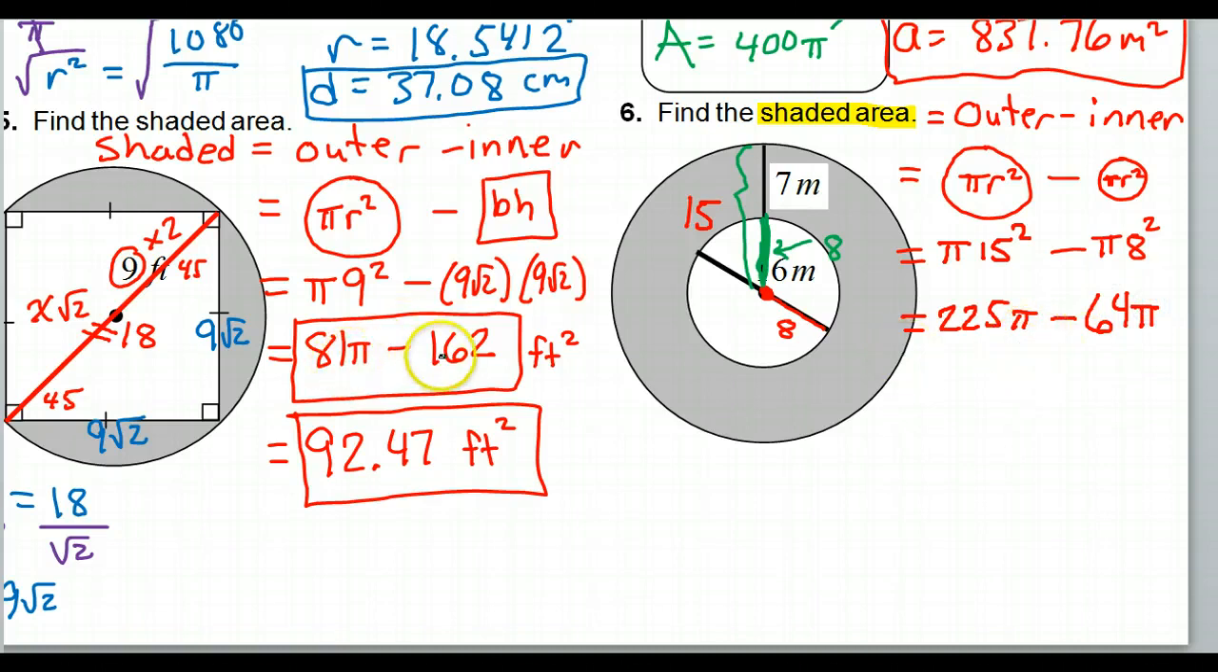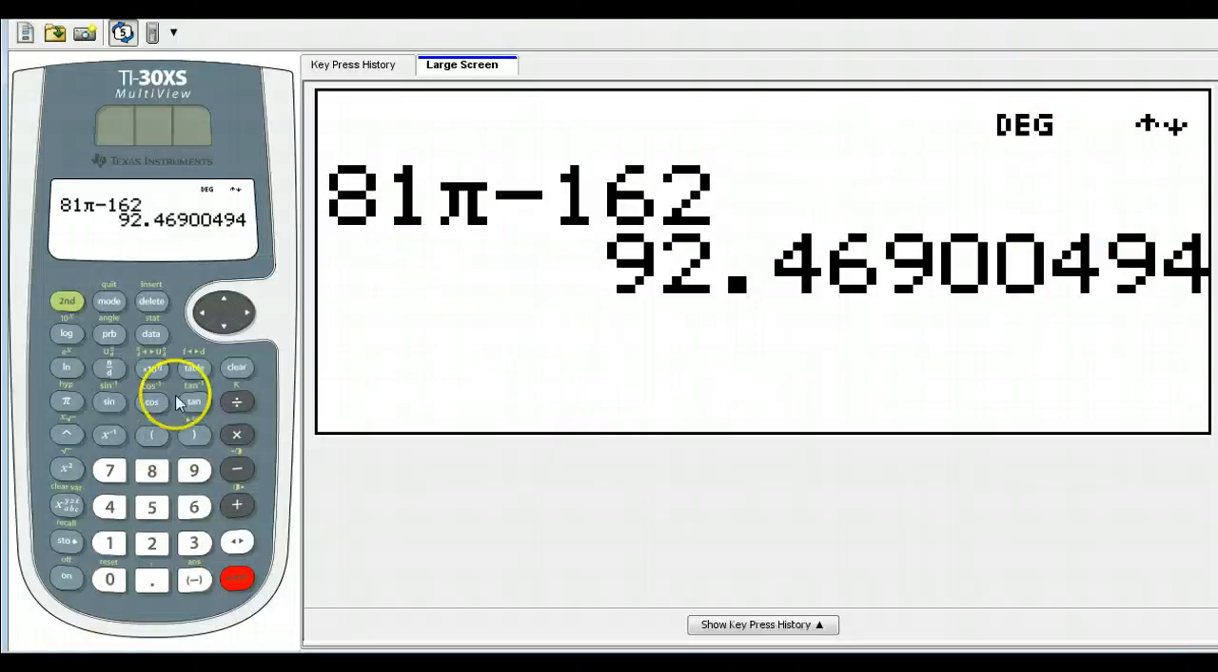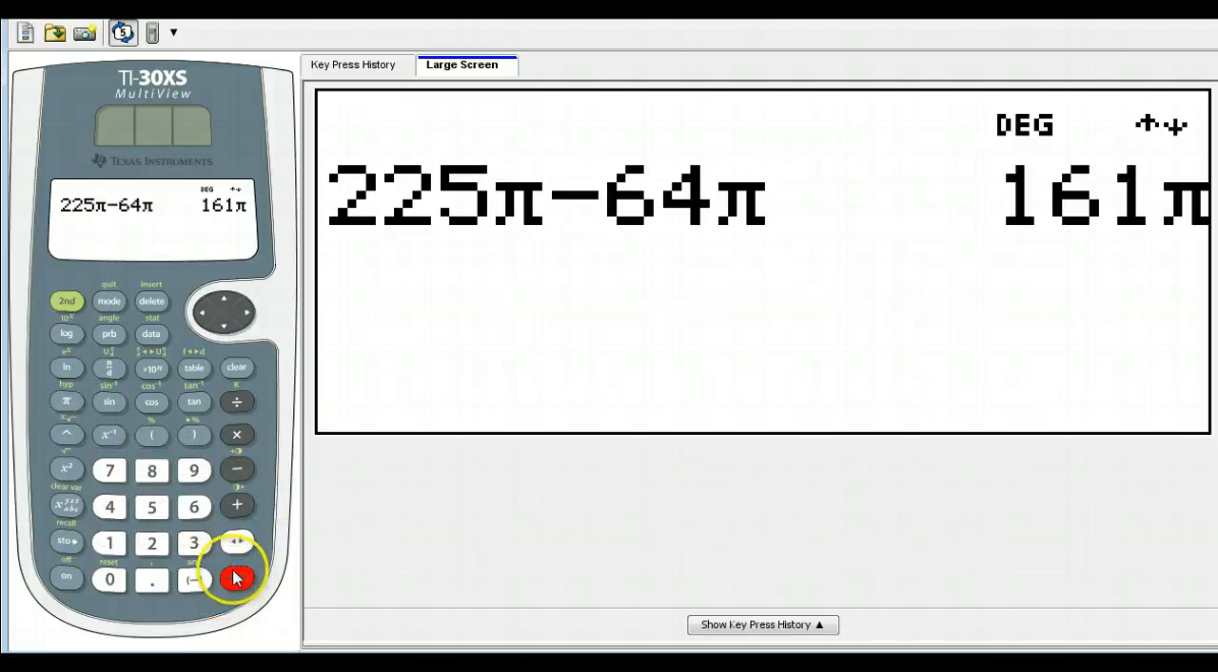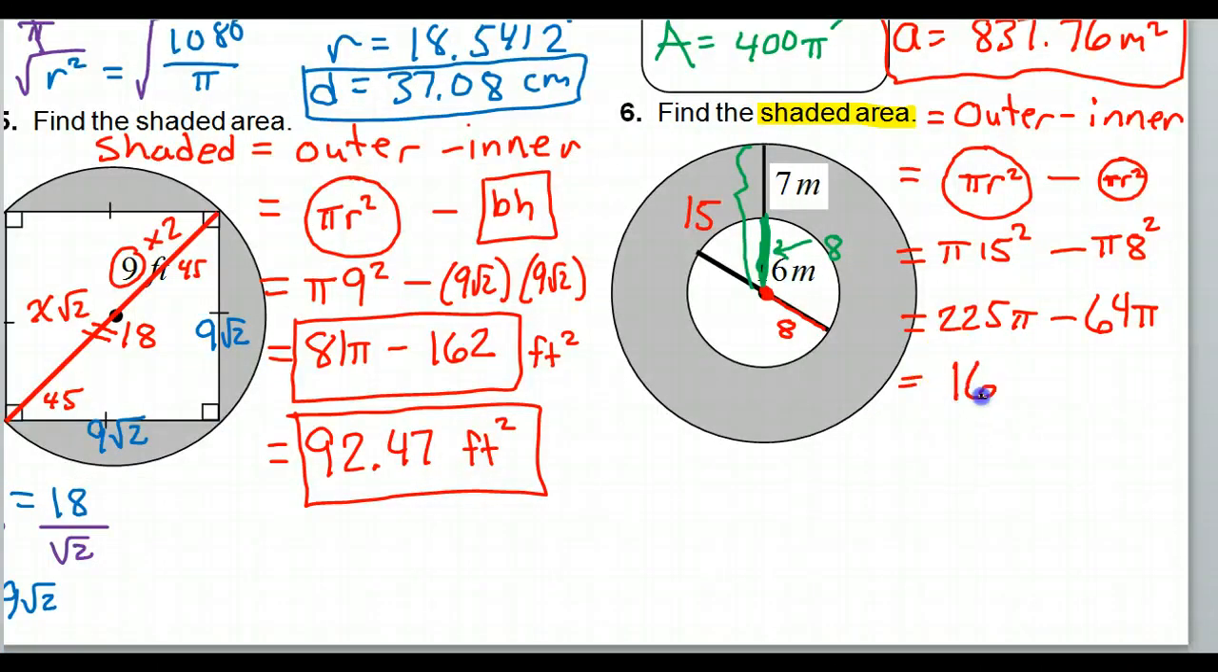Now remember here where we had to stop for the exact answer? That was because these were not like terms. This one had a pi, this one didn't. Notice that both of these have a pi, so these are like terms. So I can combine these. Your calculator probably even knows this. So 225 pi minus 64 pi is 161 pi, like terms. So our exact answer will be 161 pi square meters. Okay, so that is our exact answer.